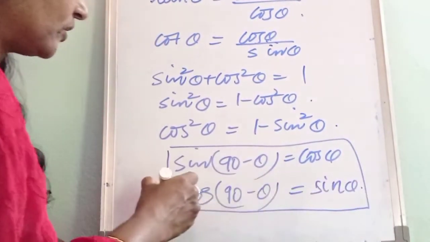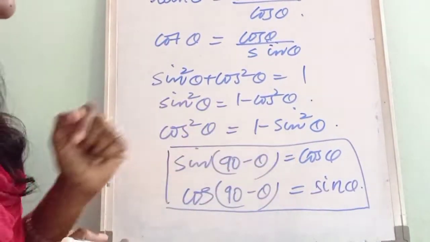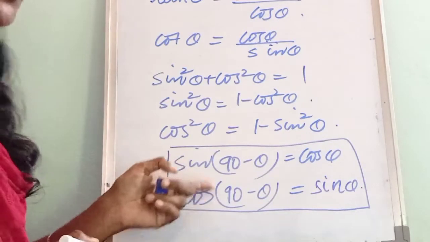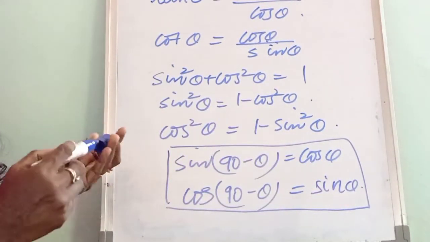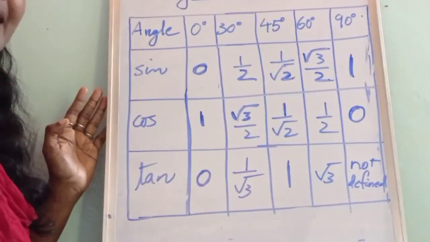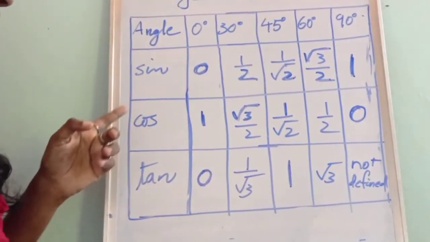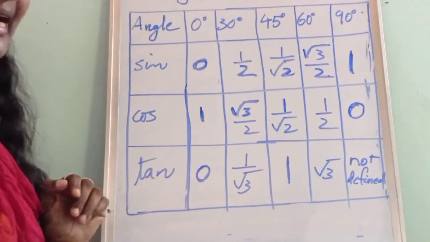Sin theta. Sin (90 minus theta) is actually cos theta, and cos (90 minus theta) is actually sin theta. Next we can see the value of some angles of sin, cos and tan.